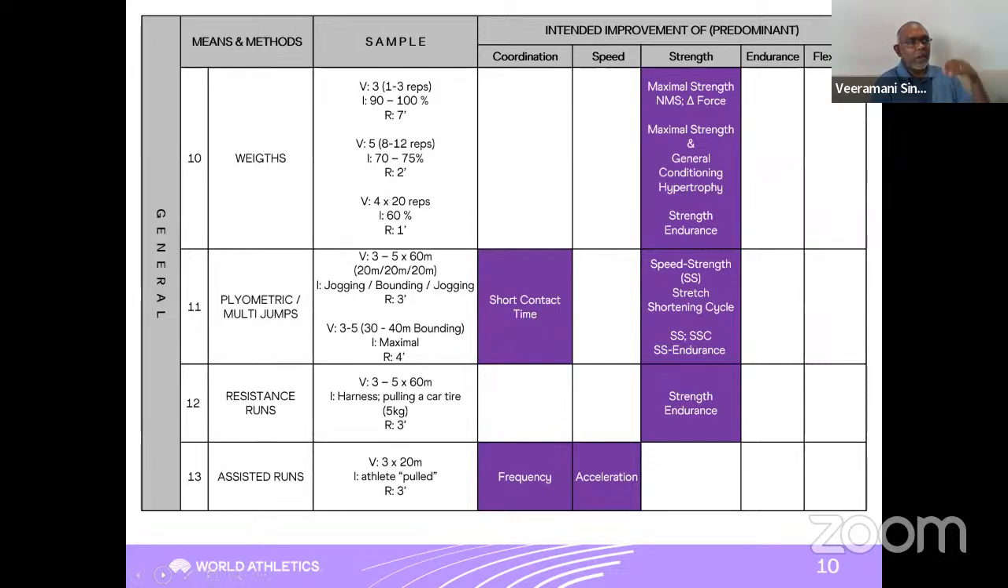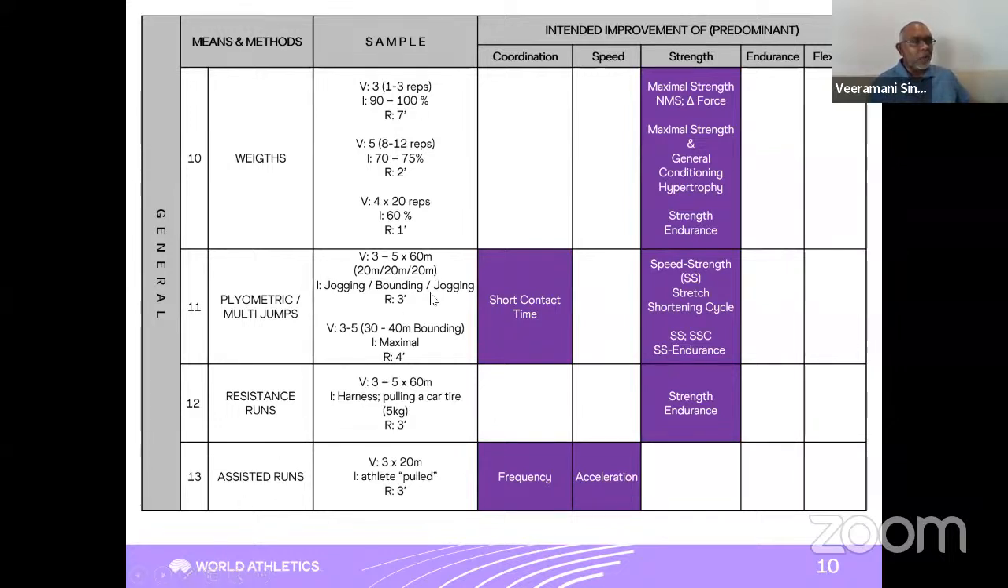So again, when the effort has to be high, you break it out into smaller sets. But when there's an opportunity to do it as endurance, we can do it as a bigger volume of work. Like 4 times 20 is considered strength endurance, where the repetitions are 20 times as compared to 3 repetitions, but I'm doing it 1 to 3 times over a small quantity.